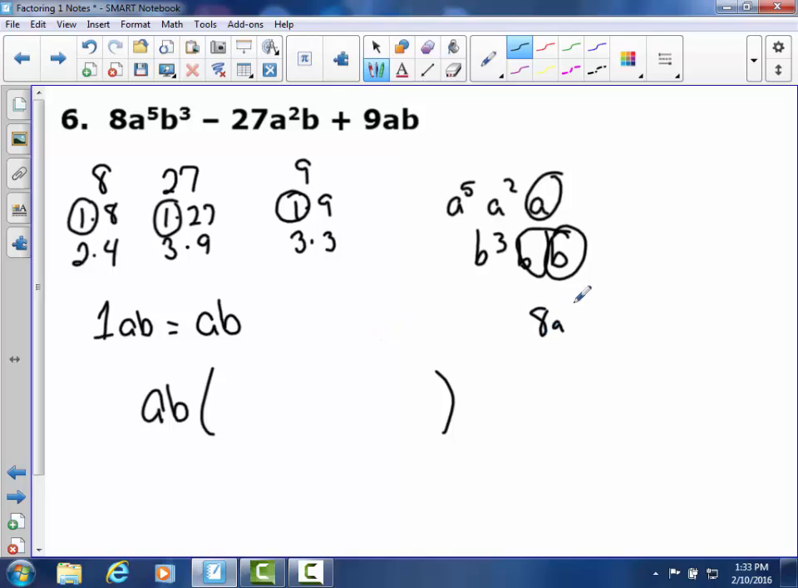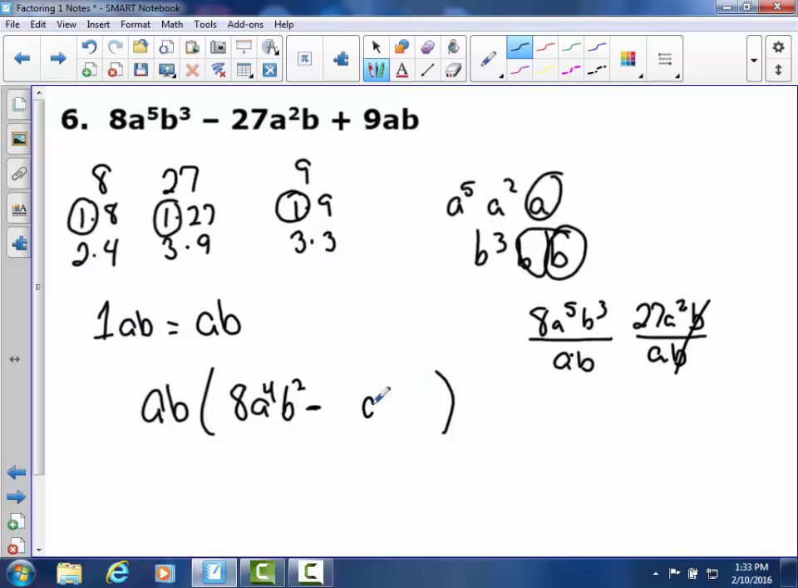So we have 8a to the 5th b to the 3rd, divided by ab. Okay, so 8 doesn't have anything divided by it, so we're going to write down 8. 5 take away 1 is 4. 3 take away 1 is 2. Then we subtract, and we look at the next one. 27a squared b over ab. Okay, so the b's divide out. 2 take away 1 is a. And 27 is just 27. So minus 27a. Right, then we have 9ab divided by ab. B divided by b is 1. A divided by a is 1. So we're left with positive 9.